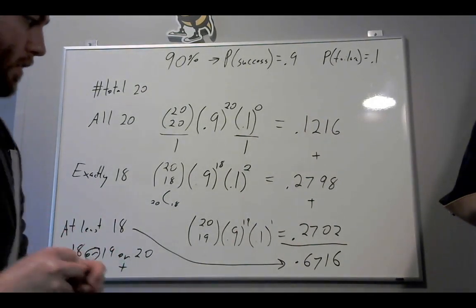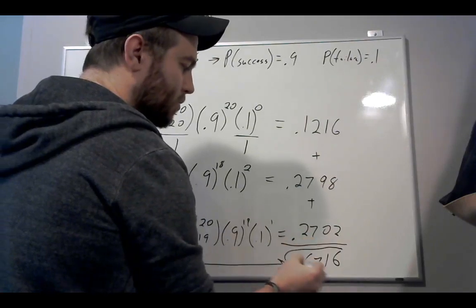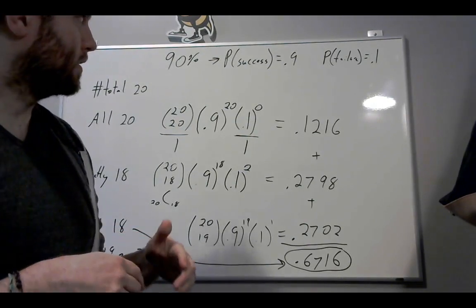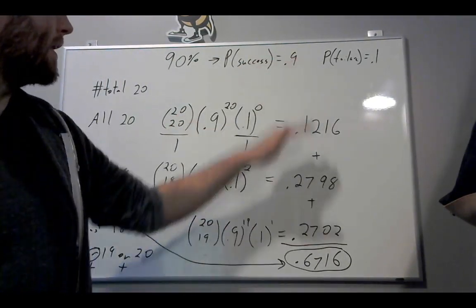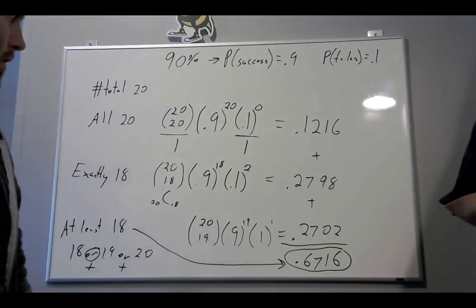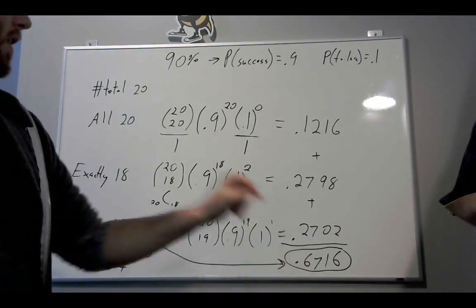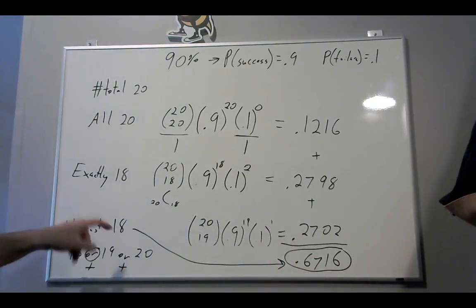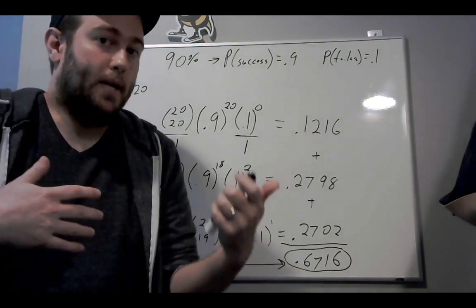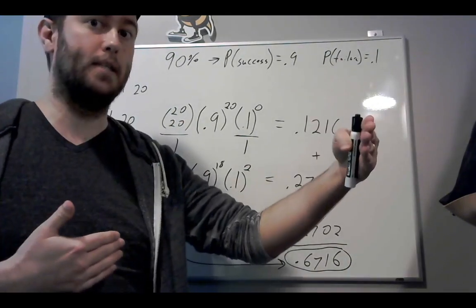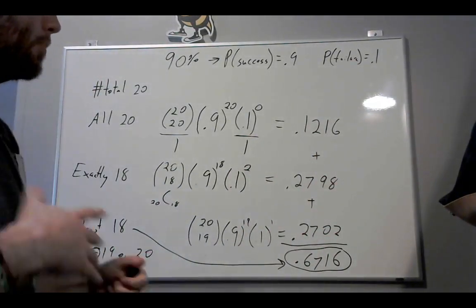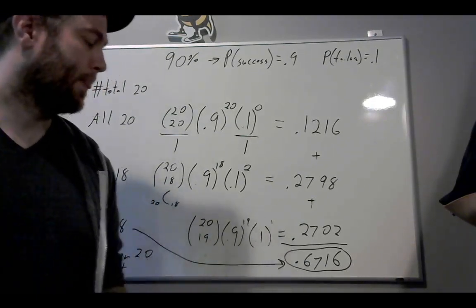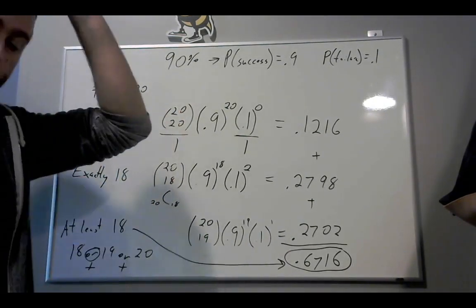So here, this larger number makes more sense than this 90%, because we're now seeing him making all of these different combinations of things happening. So basically almost 70% of the time he's making at least 18. He made 18, maybe 19, maybe 20, but he made at least 18. So about 70% of the time he could make at least 18 out of his 20 shots, with his success rate of being 90%.